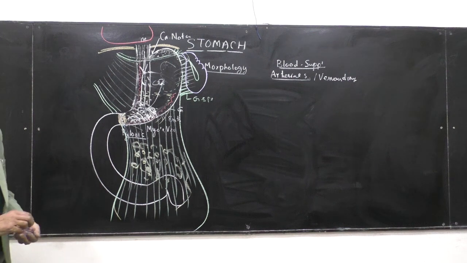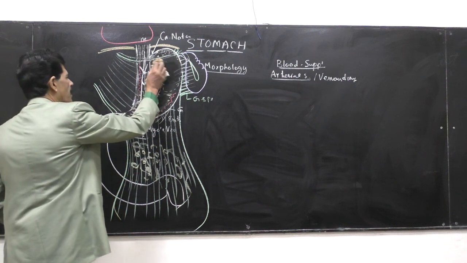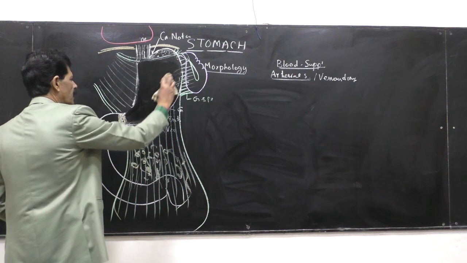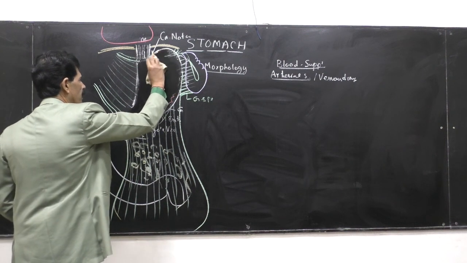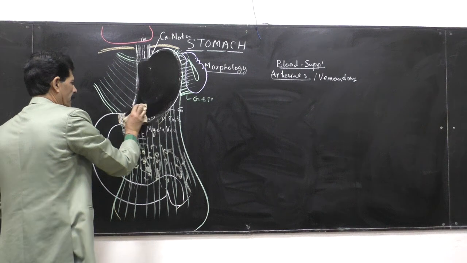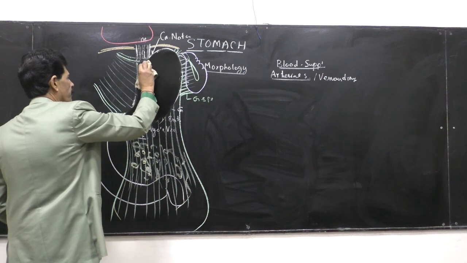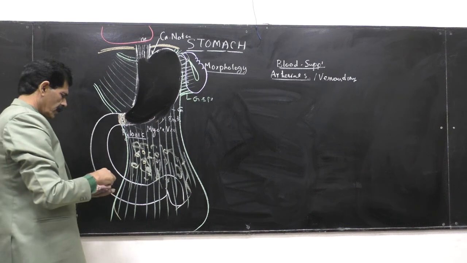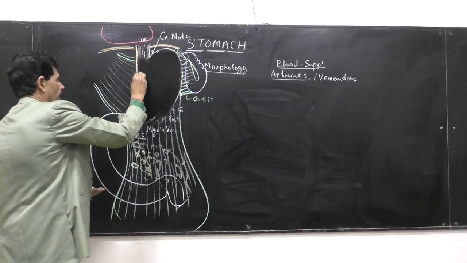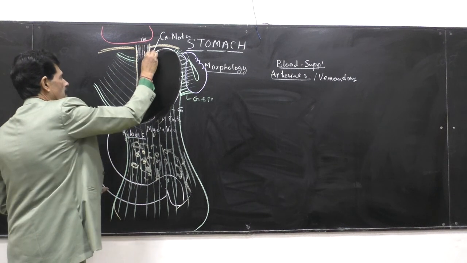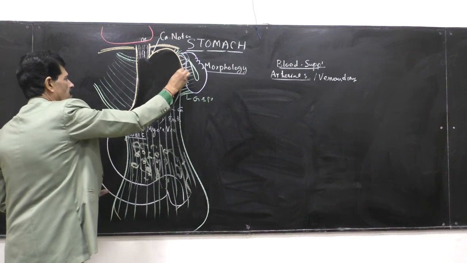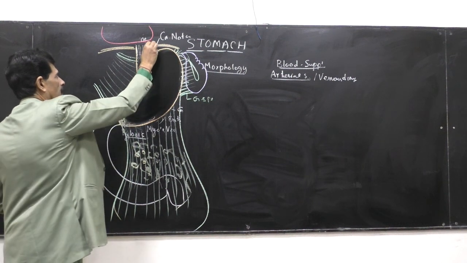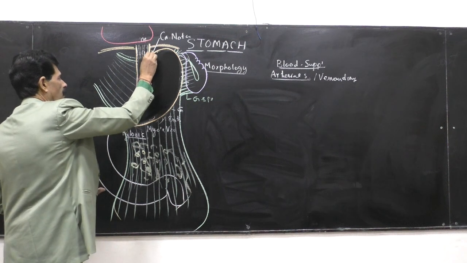So a good amount of arterial supply is there for the stomach. Let us see which arteries supply which area of the stomach. First we will do the arterial supply, then we will switch to the venous drainage of the stomach. So there is the lesser curvature, the greater curvature, the fundus, the pyloric end. This is the cardiac notch.